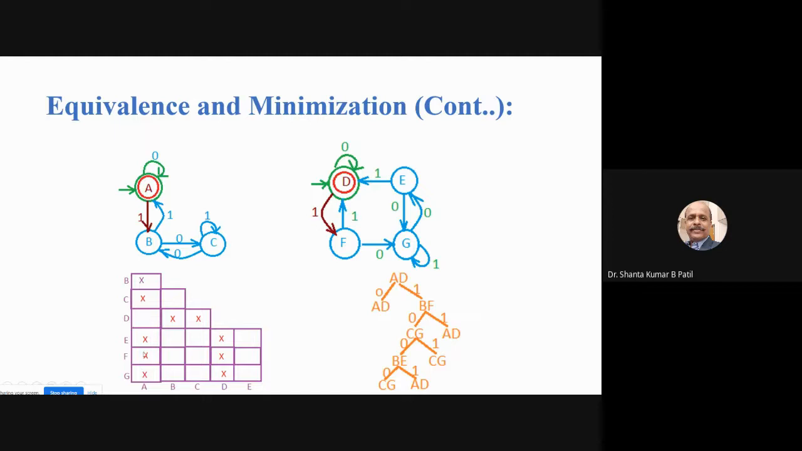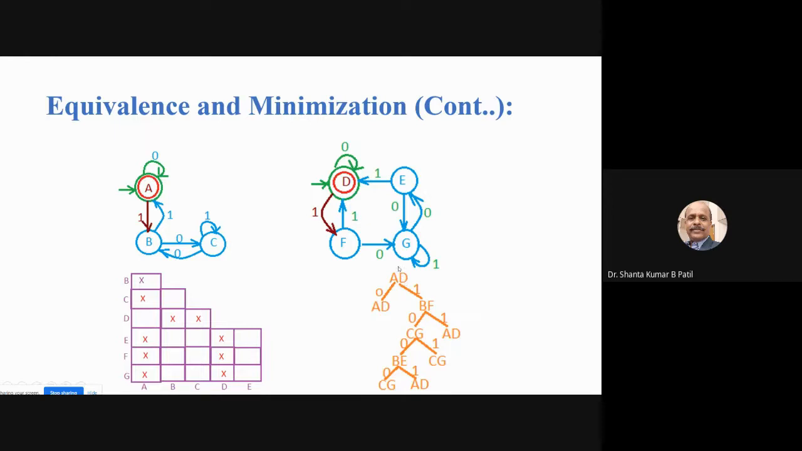Like that, A D: A and D are both final states, so we cannot mark a cross here. Like that, B D, then C D. These are all cross marks. Now construct the tree. Begin with the initial state, the initial states A D.